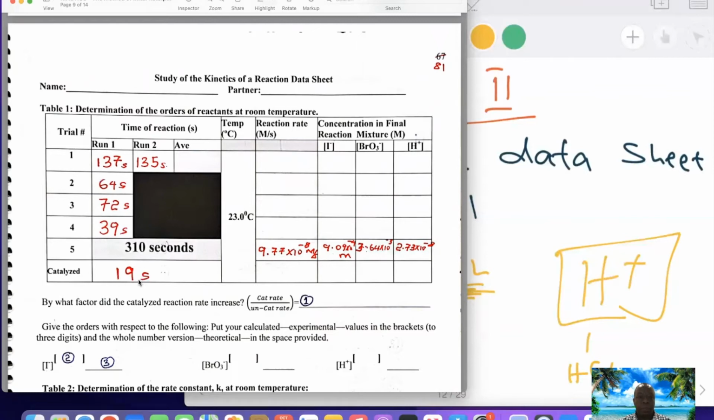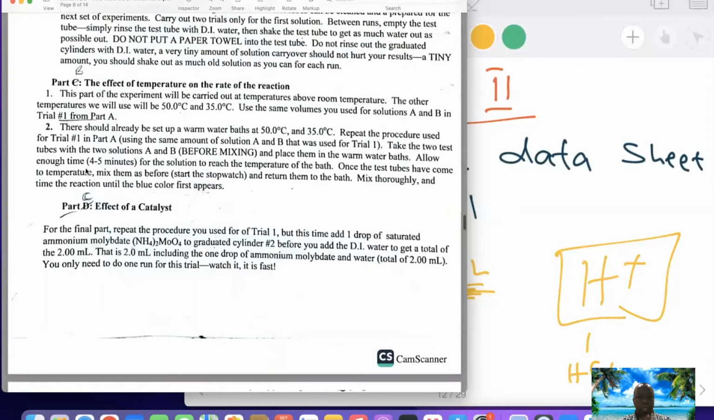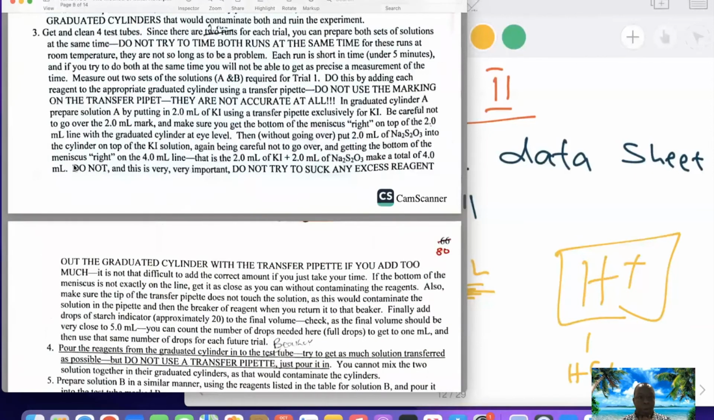Now, for the catalyzed reaction, it's the same composition as run number 1. We all know what a catalyst is. A catalyst is a species which speeds up the rate of reaction, all right? And if you compare run 1 and this catalyzed reaction, it's the same composition as what we have in trial 1 here.